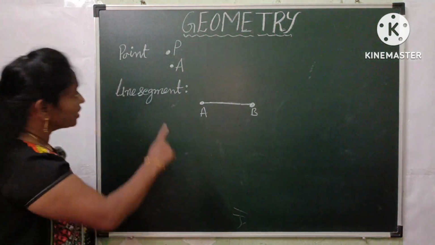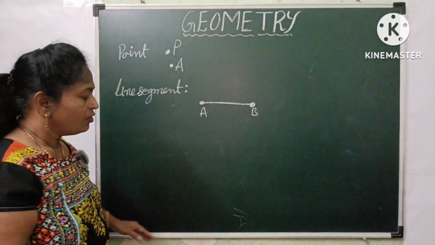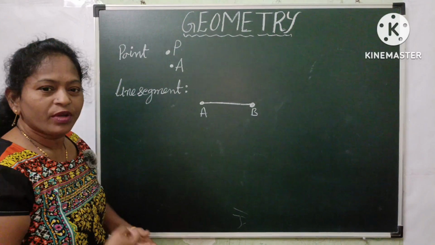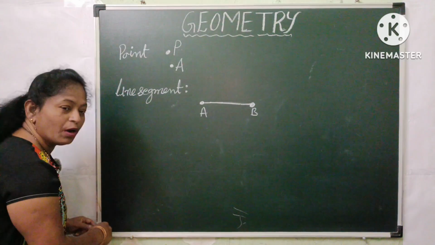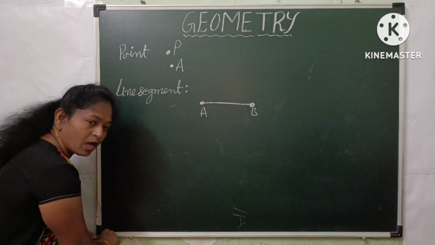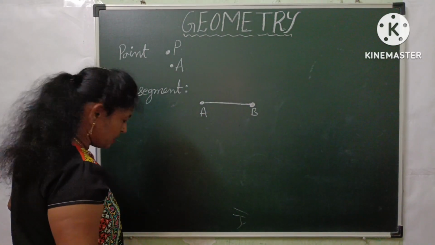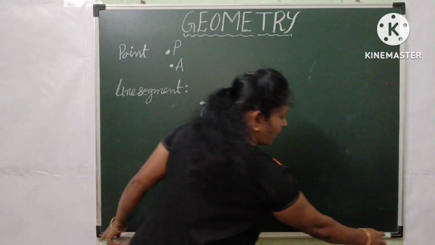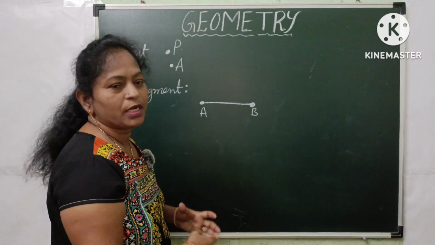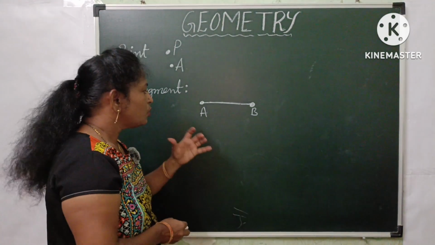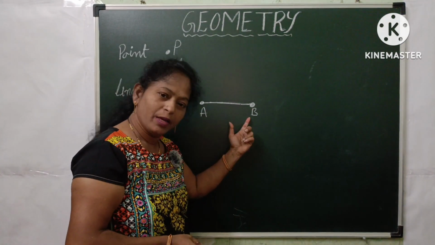Suppose we check this board, the sides of the board. These two are opposite sides. If you want to measure the length of the board, what do we have to do? We put the scale or tape at the starting point and measure how long it is, ending at the ending point. Yes or no? So a line segment can be measured. It has a starting point and an ending point.